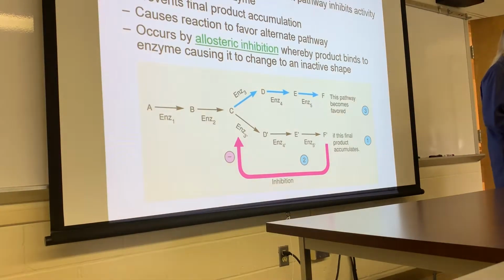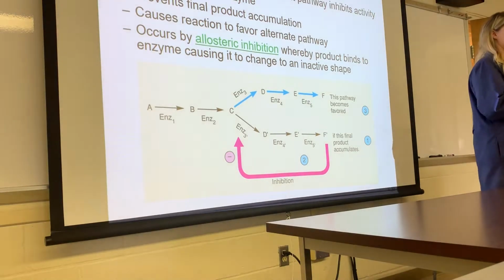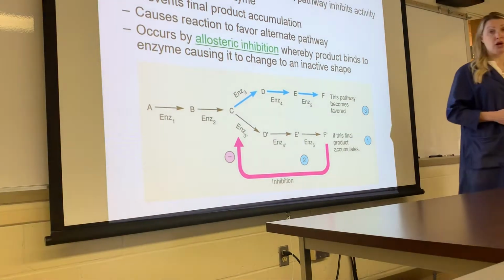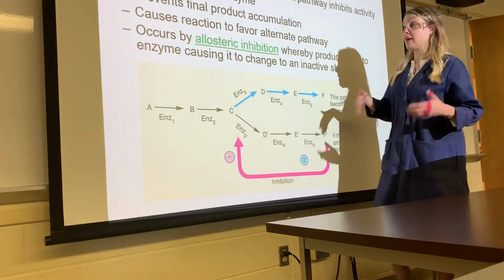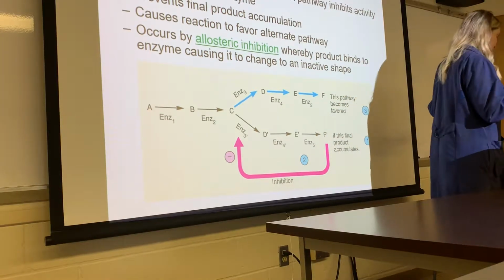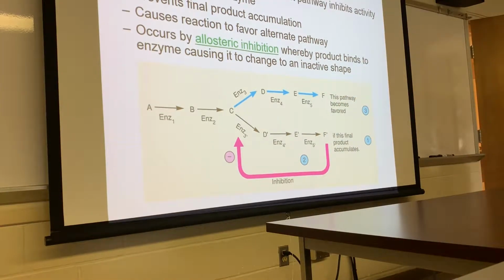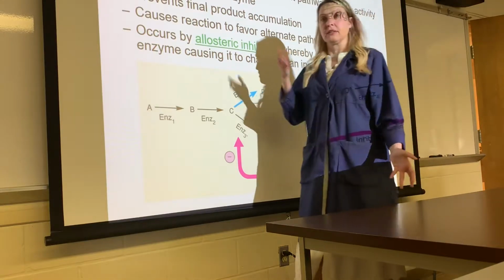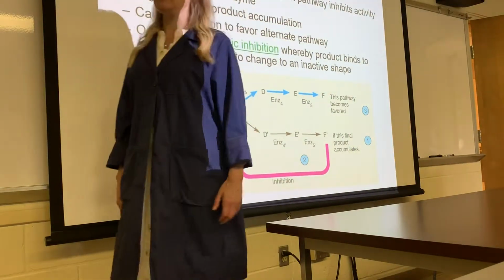The basic point is that end product inhibition occurs by way of allosteric inhibition. So you have enzymes working in a pathway, they build up a final product. If the final product isn't necessary anymore, it binds to another site, that's allosteric inhibition, so that another pathway can be favored, just like with insulin and glucagon, and that helps to maintain homeostasis.